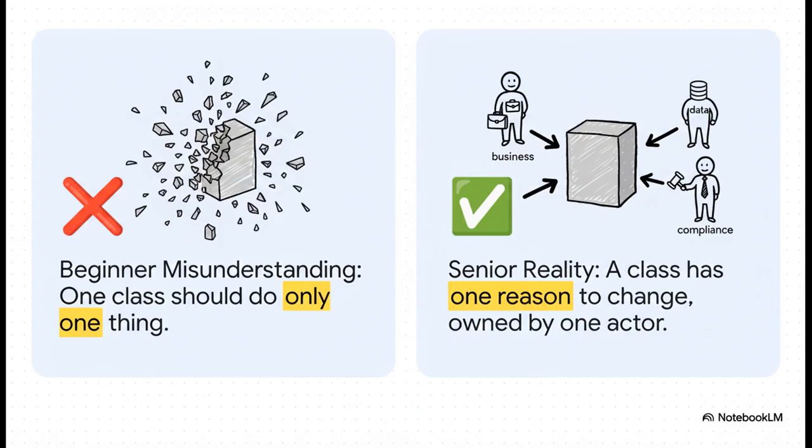A class should have only one reason to change, and that reason is tied to an actor, a person or a group. Think about it. The finance department is an actor. The marketing team is an actor. The database administrators are an actor. A class should only serve one of them.